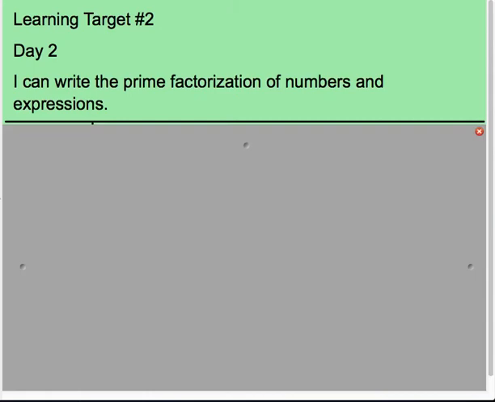Start a new sheet of notes, make sure you have it in Cornell style. Label learning target number 2, day 2. Our objective today is I can write the prime factorization of numbers and expressions, so we're going to be looking at those variables again too.